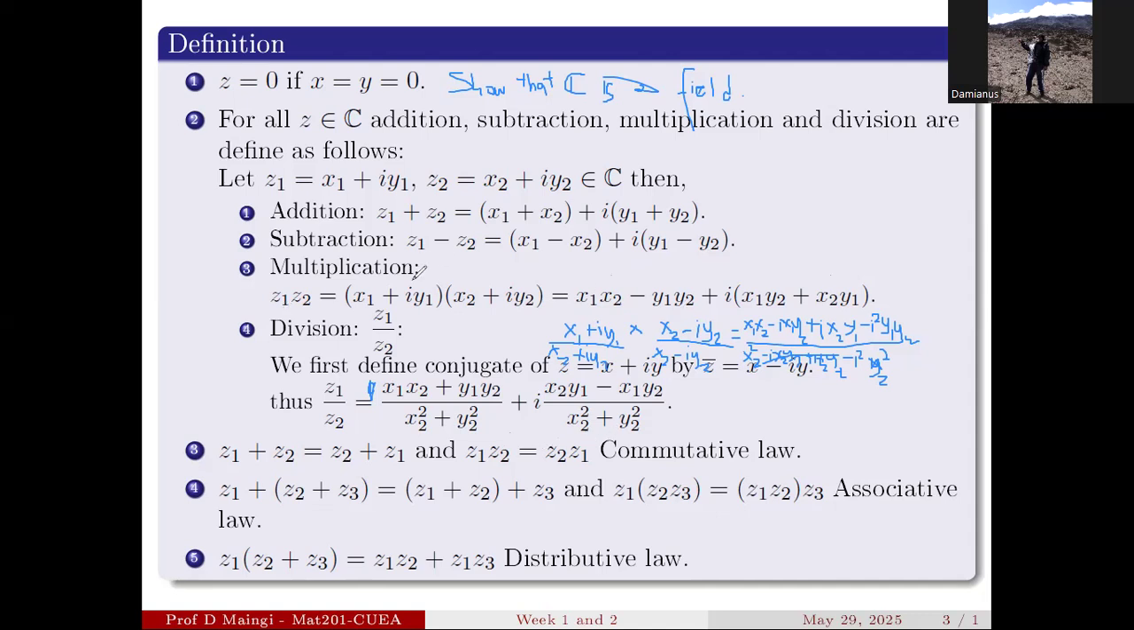Please check that. Check if you put this one here and this one here and multiply, you get the same thing. And lastly, for associativity of three complex numbers, when you're multiplying them, it won't matter the order you multiply them. Even that you can show or check.